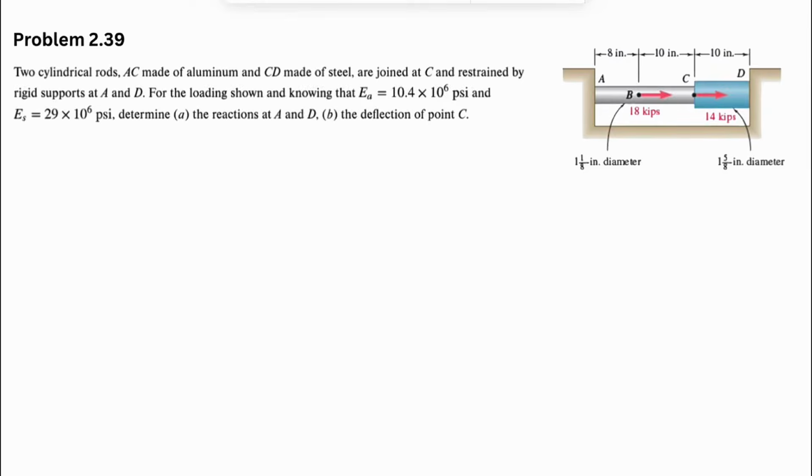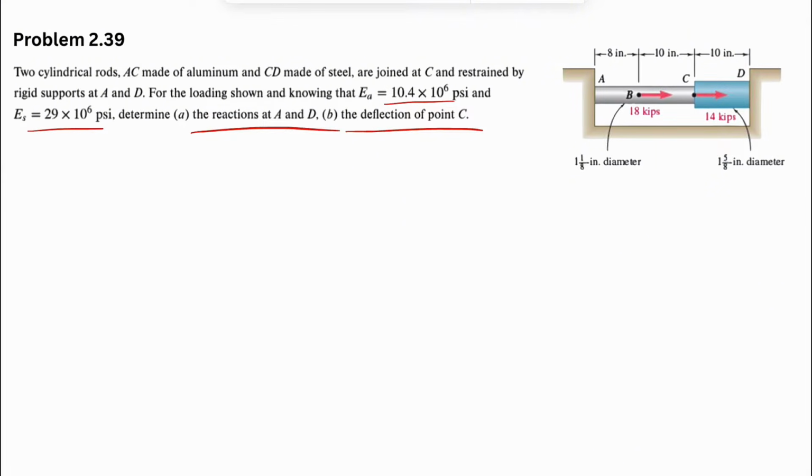Alright guys, we have another question from the second chapter of Mechanics of Materials by Beer and Johnson, question 39. There are two cylindrical rods, AC made of aluminum and CD made of steel. They're joined at C and restrained by rigid supports at A and D for the loading shown. The elastic modulus for the aluminum is 10.4 times 10 to the 6 psi, and the steel has 29 times 10 to the 6 psi. We need to determine in part A the reactions at A and D, and in part B the deflection of the point C.